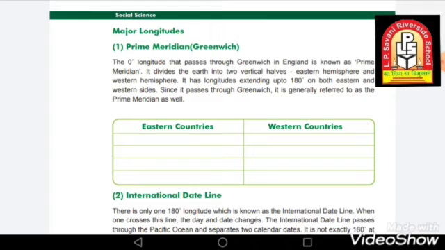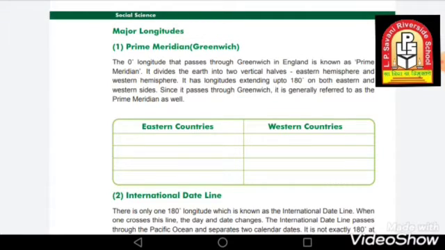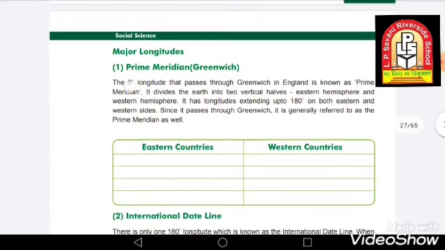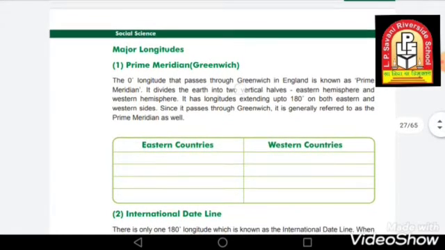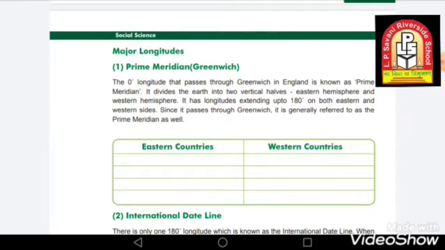So the prime meridian is basically an imaginary line from the north to the south of our globe, right? Now the 0-degree longitude that passes through Greenwich in England is known as the prime meridian. So the longitude starts with 0-degree, it goes on from both sides, right, from 10-degree, 20-degree, right, till 180-degree, right? It divides. I'll show you a clear picture of this as I complete this.